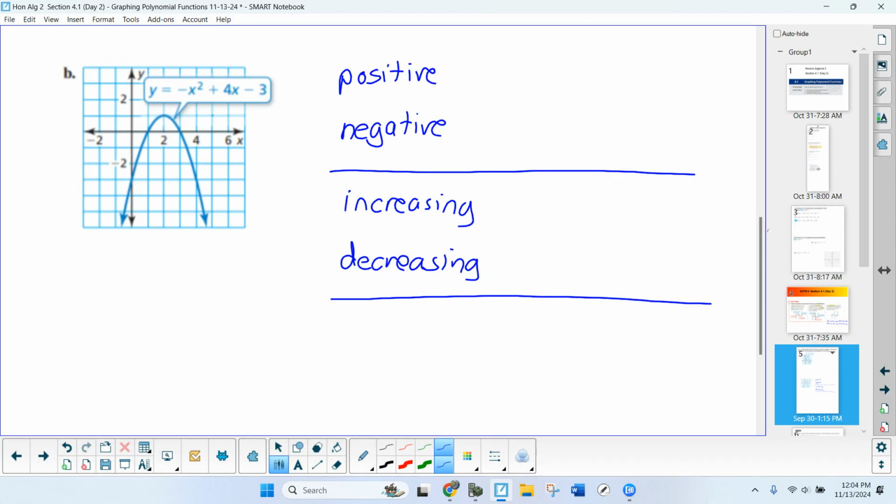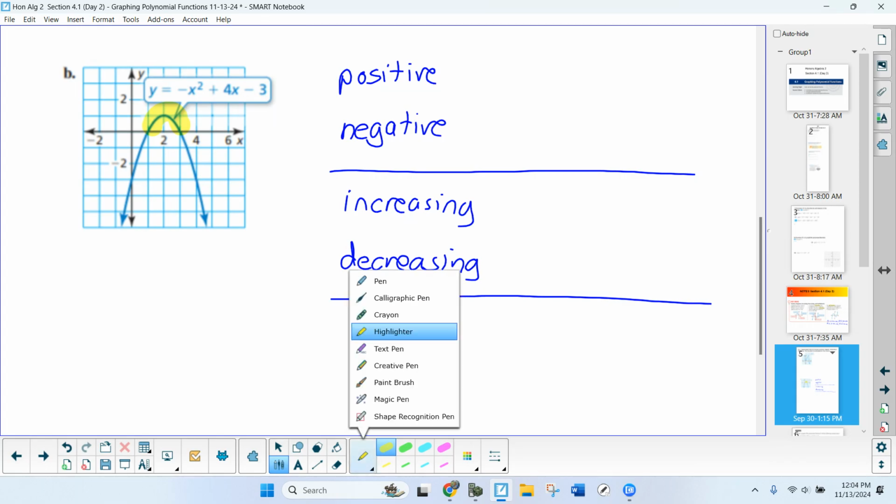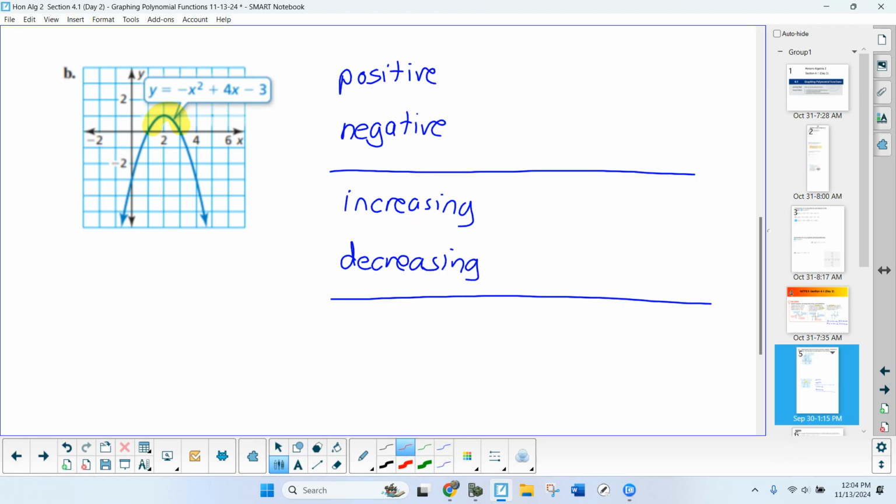Now, I know I asked you guys to get highlighters out. I'm going to use highlighters up here. Do not use your highlighters yet because I'm going to erase these in a minute. Okay, we said the graph is positive when it's above the x-axis. So let's see. It is positive from here to here. Would you guys agree that's where it's positive? You always define where it's positive based off of the x values. So what is this x value? What is this one? So it's positive between those two x values.